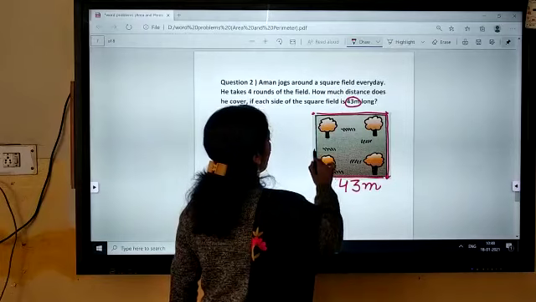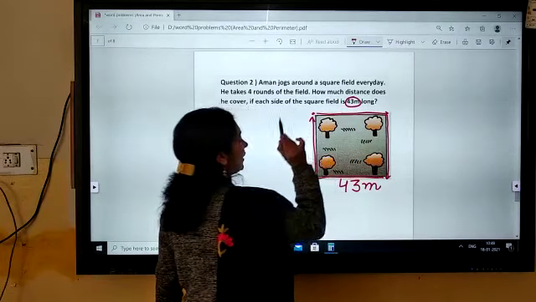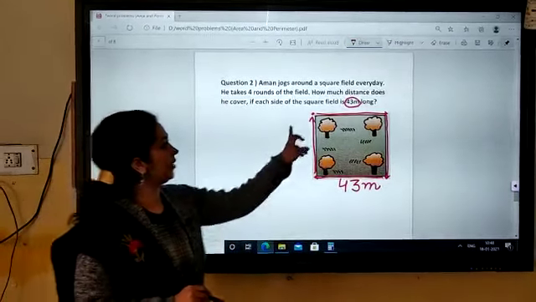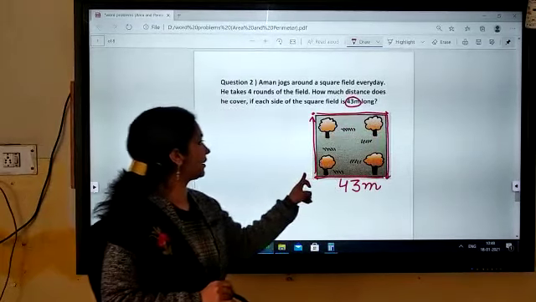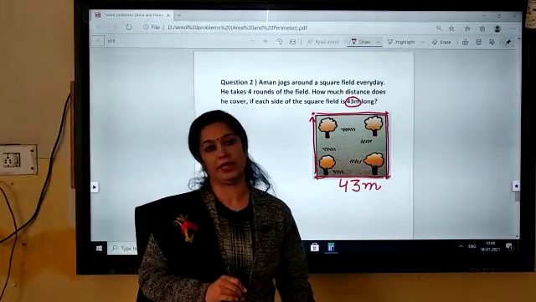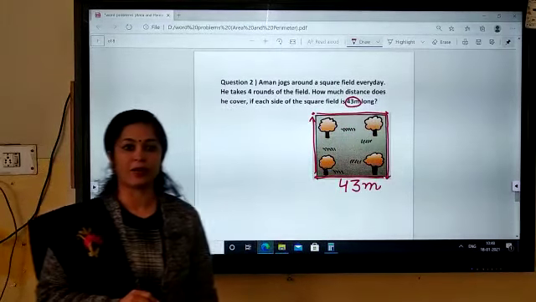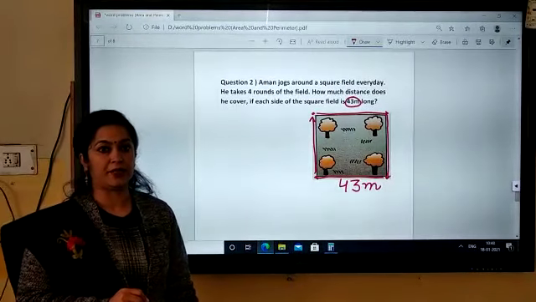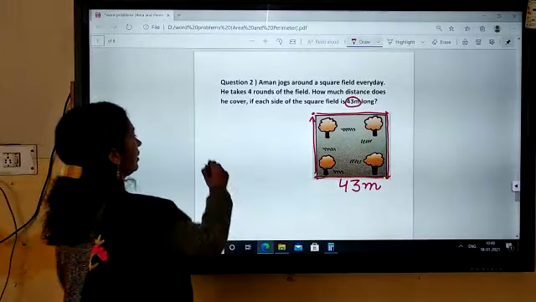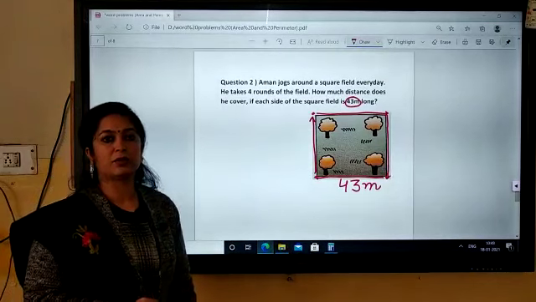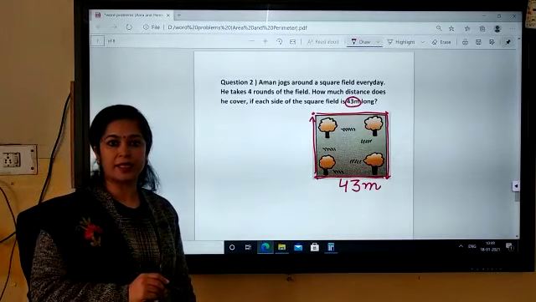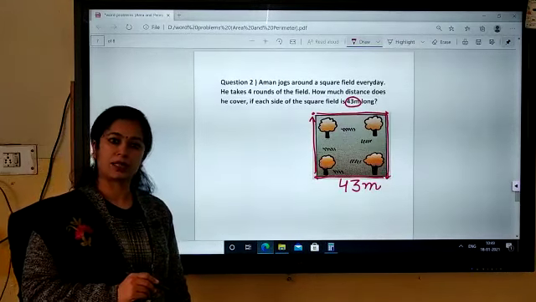Means what is needed? The length of the boundary of this square park is needed. It means we will find out the perimeter first. So as you know, perimeter of a square is 4 into side.